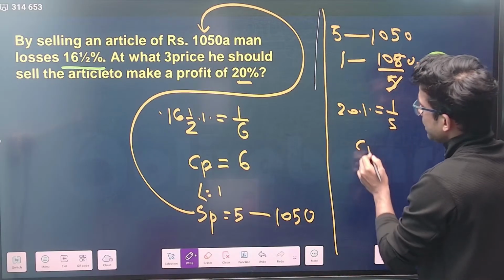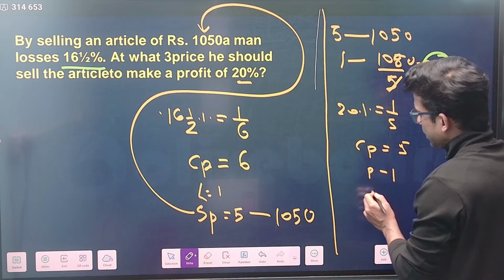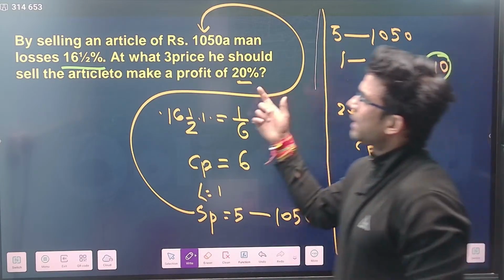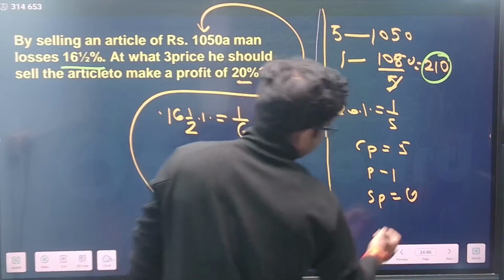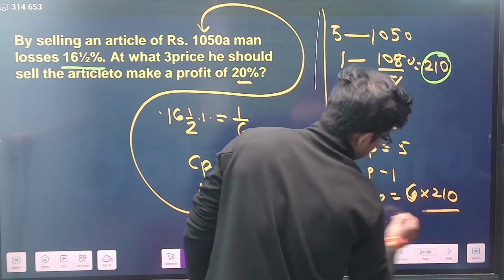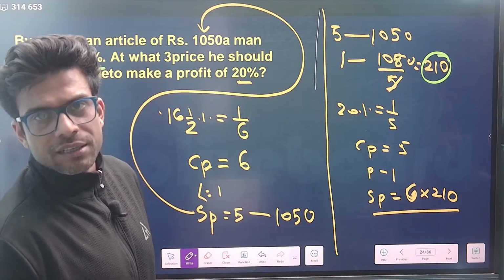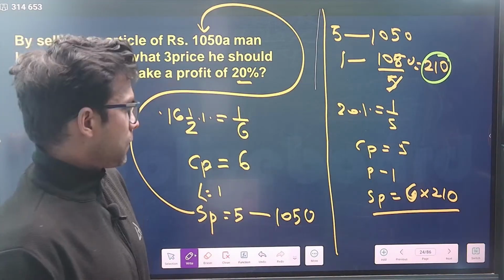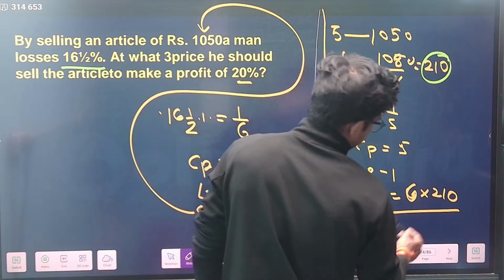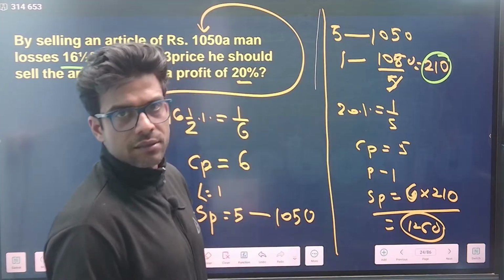Here your CP is basically 5. You are having a profit of 1. Then your selling price would be what? 6, na? So now, at what price he should sell? Now you are selling at 6. You know the value of those 210. You can just multiply this 6 with 210. Isn't it? Yes or no? You will get the answer. This will come how much? 6 1s are 6, 6 2s are 12. 1260 is the answer.